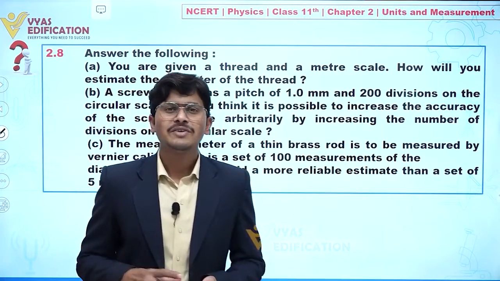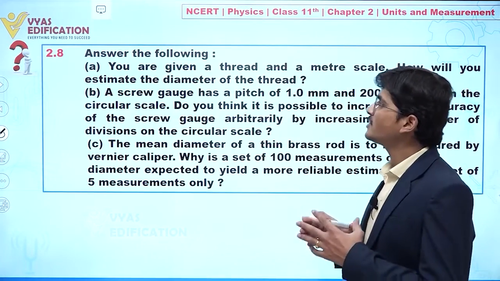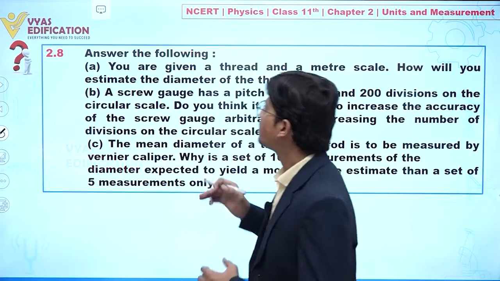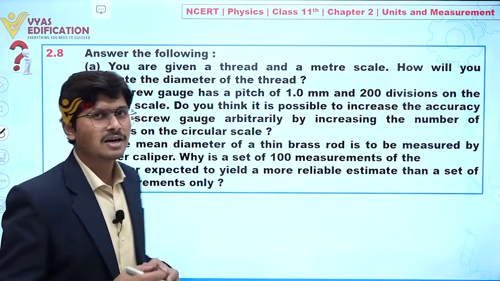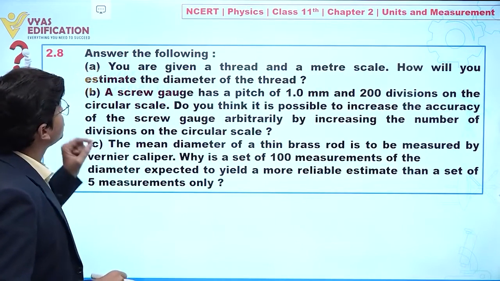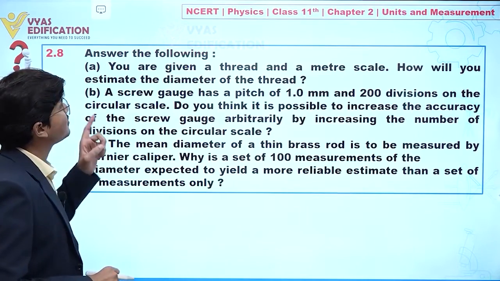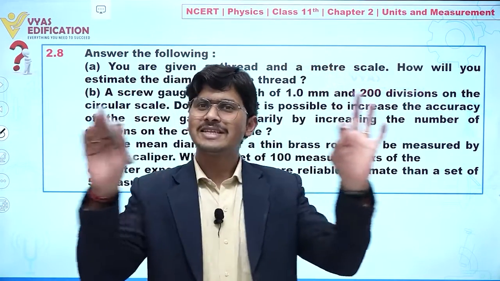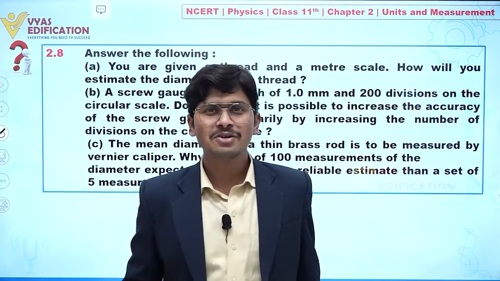Now students, we are going to discuss question number 2.8, and in this question again we have 3 parts, or we can say A, B, C parts. Now we have to give answers to the following questions. Part A: you are given a thread and a meter scale, and how will you estimate the diameter of the thread? So let's suppose you have a thread and you have a meter scale also. Now how can you measure the diameter of that thread?